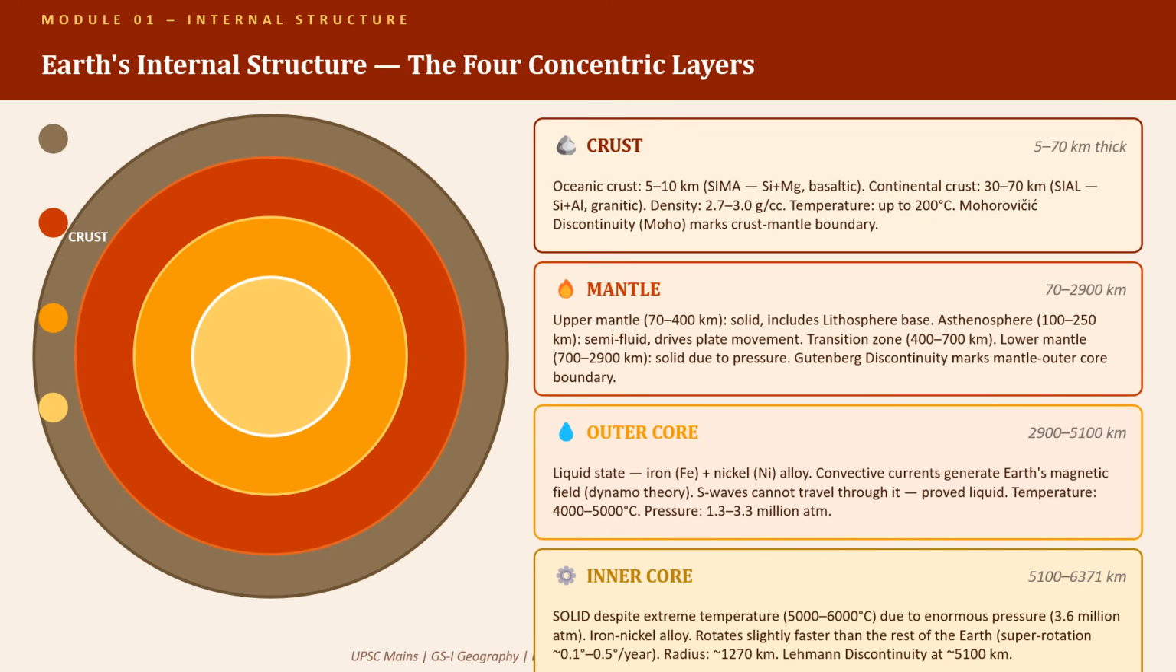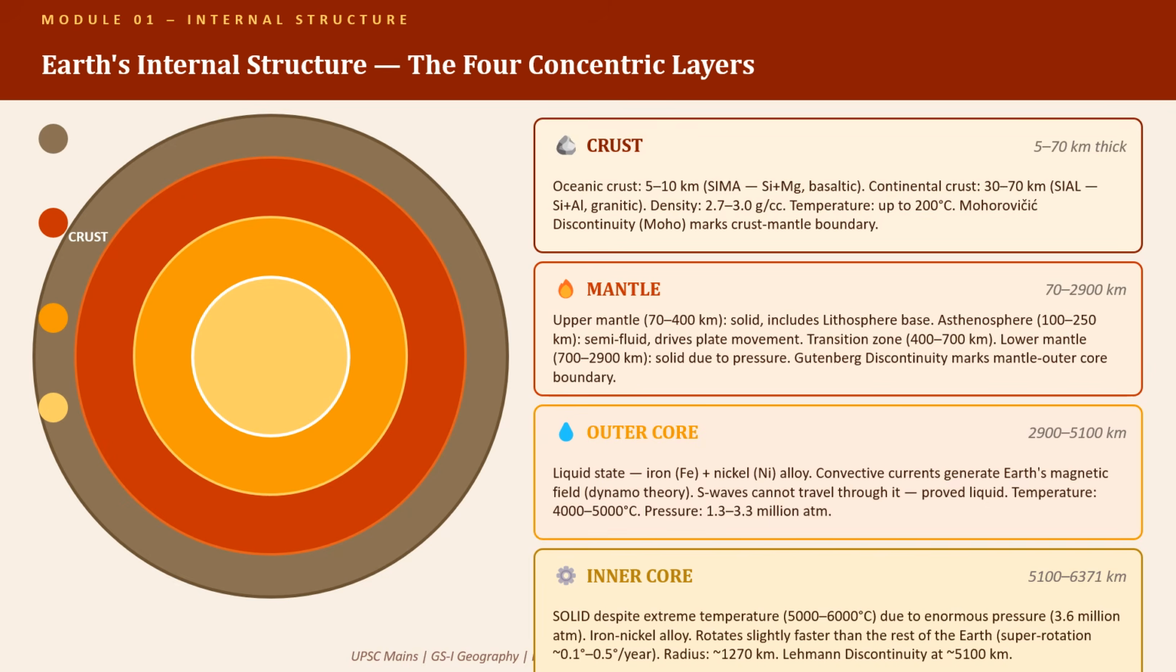The boundary between the crust and the next layer is called the Mohorovičić discontinuity, or Moho for short. It marks a sudden increase in seismic wave velocity from 6.9 to 8.1 kilometers per second. We will talk about this more in the discontinuities slide. Below the crust lies the mantle, the thickest layer, stretching from about 70 kilometers to 2,900 kilometers depth.